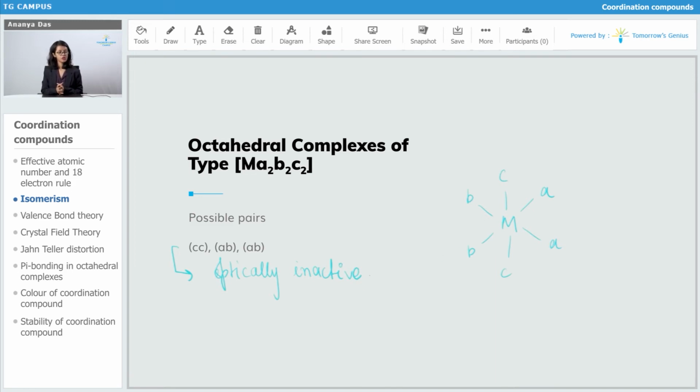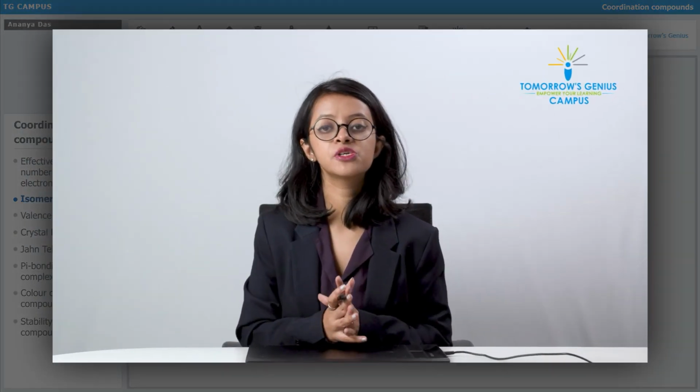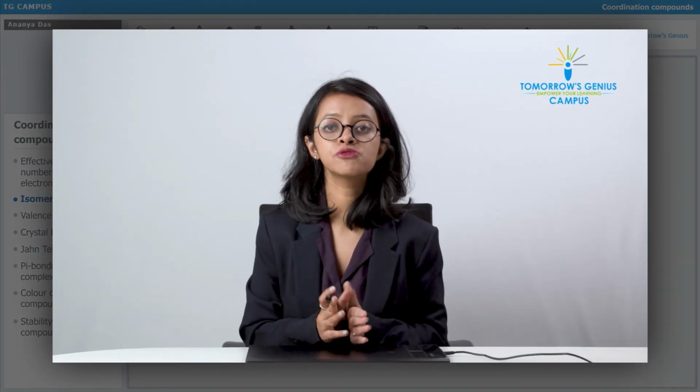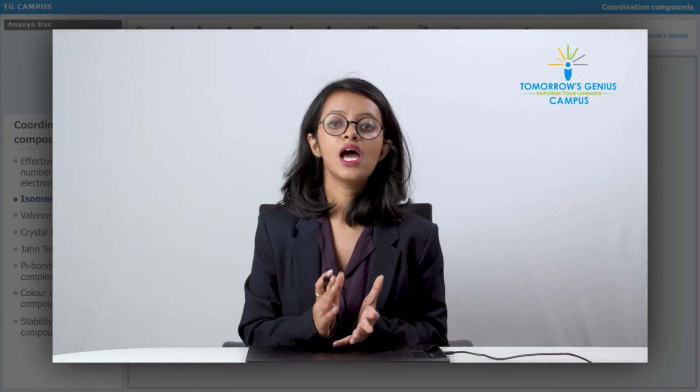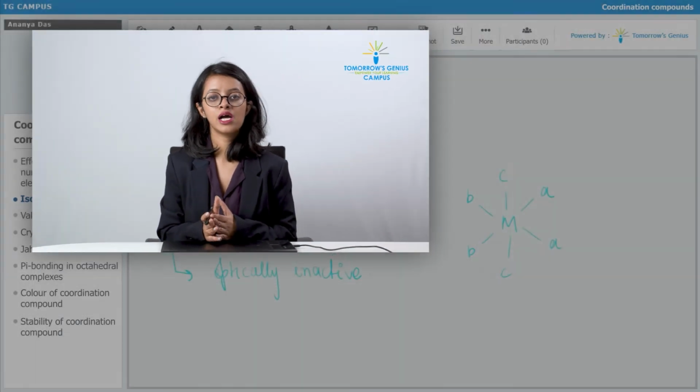So these were all the possible pairs for the octahedral complex of the type Ma2, B2, C2. So now we'll have to see what will be the calculations, what will be the geometrical isomers, what will be the optical isomers, what will be the number of enantiomeric pairs, and what will be the number of stereoisomers.